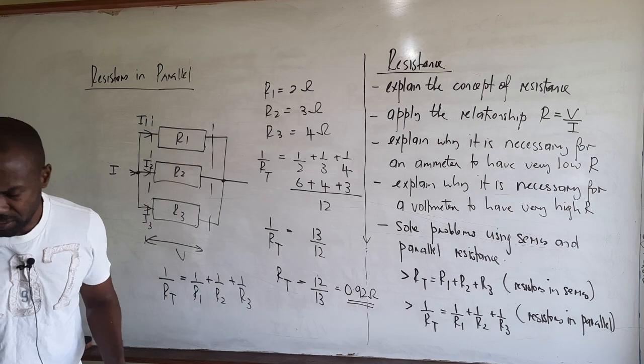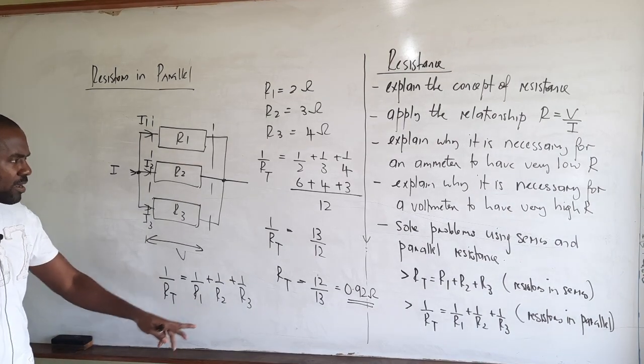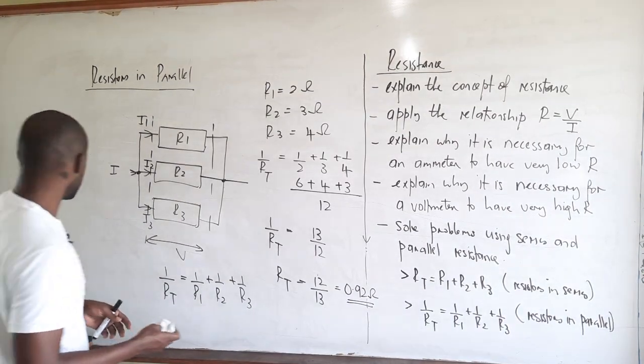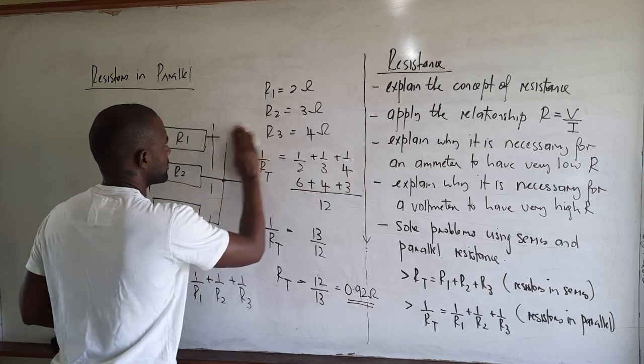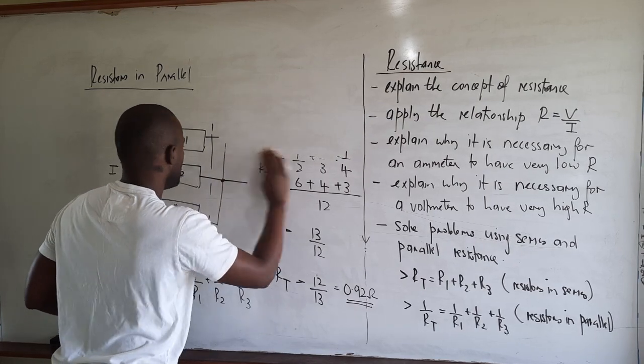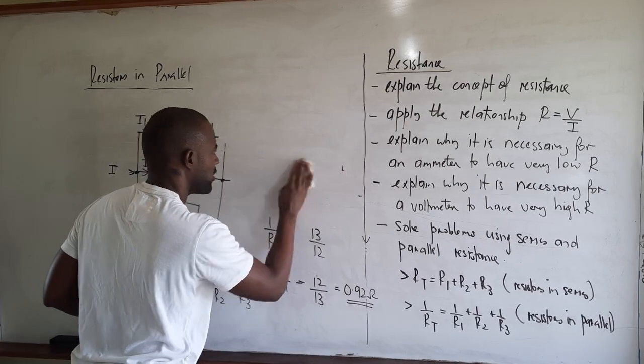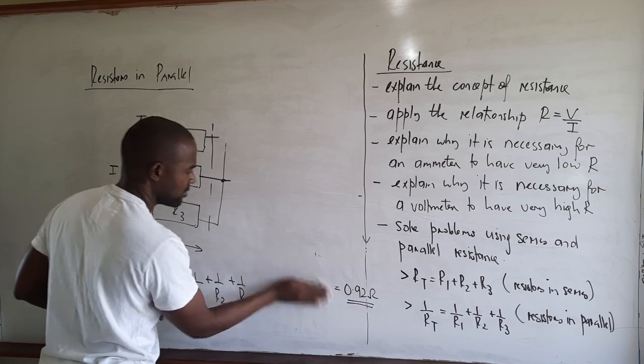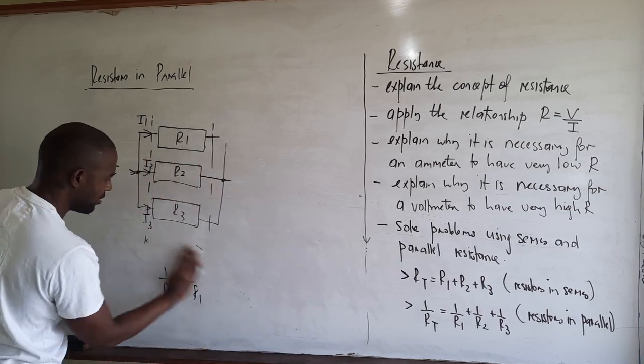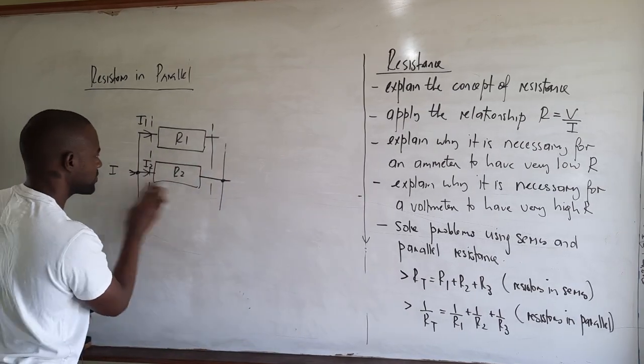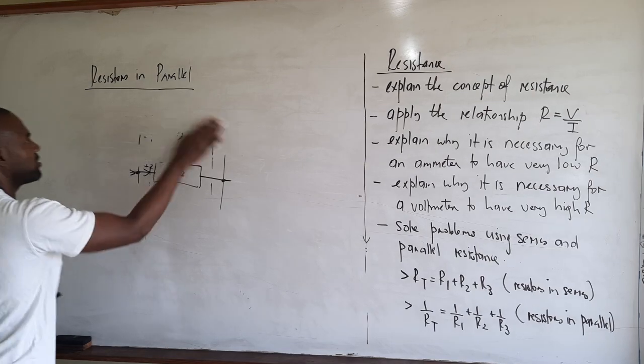Now let's examine the equation for resistors in parallel a little bit further, right? Now let's examine the case where it is just 2 resistors in parallel. 2 resistors in parallel and not 3. So let's say it's just, let me just rewrite this.